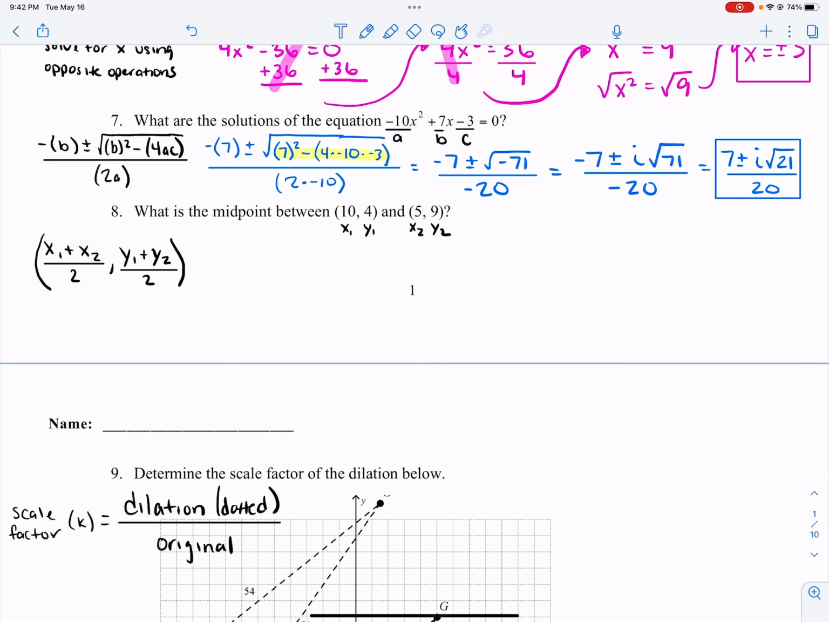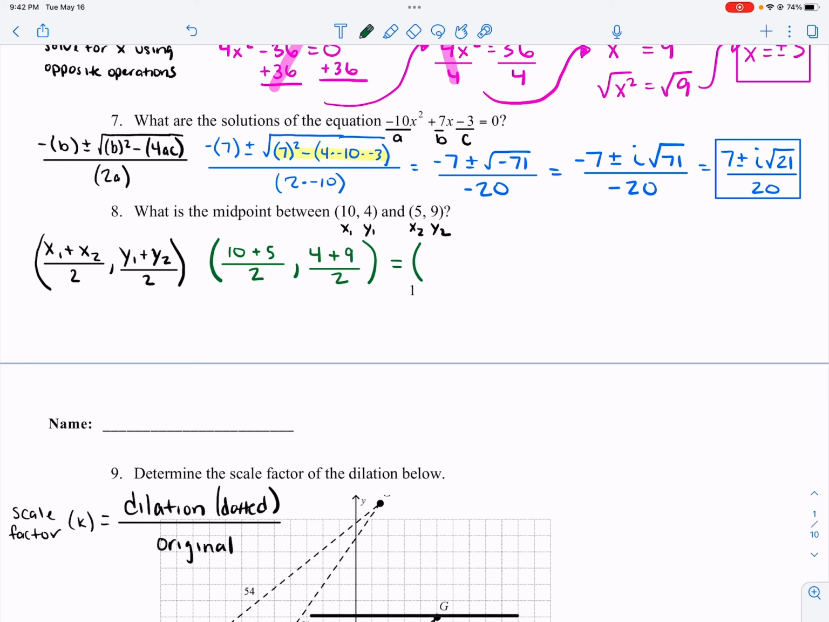All right, number 8. What is the midpoint between (10, 4) and (5, 9)? This is the formula that you're going to use. This is my x1, y1, x2, y2. So that means that I have my x1, which is 10, plus my x2, which is 5, divided by 2, because I'm finding the midpoint. Then my y1, which is 4, plus my y2, which is 9, and then divided by 2.